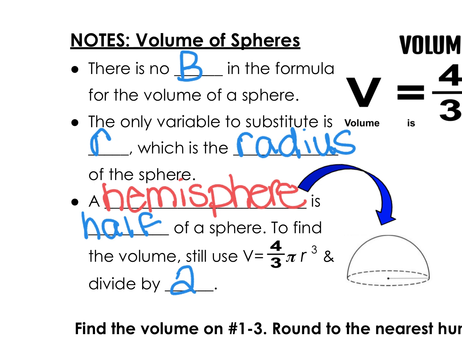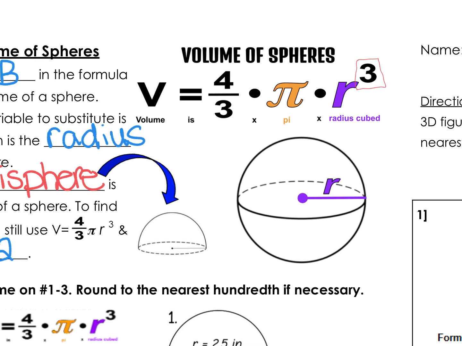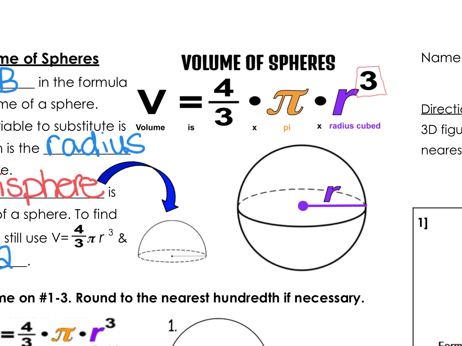The only variable that we need to find and substitute is our r, which is our radius. Okay. And once we find the radius, we're just going to plug it into the formula V equals 4/3 pi r cubed to find the volume of the sphere. Now, it's important to know that when we calculate the volume of a sphere, we are calculating this entire area in here, okay? What is the capacity of this entire thing?